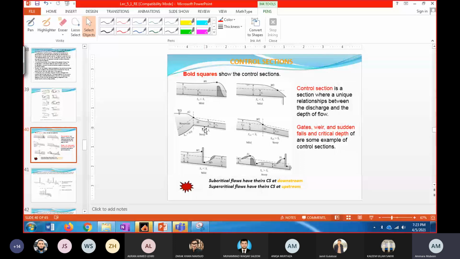Similar is the case here, in case of supercritical flow, sorry, in this case it is at the upstream. And this is also when the flow is subcritical, which is the M2 profile, it is subcritical. So the control section is at upstream.